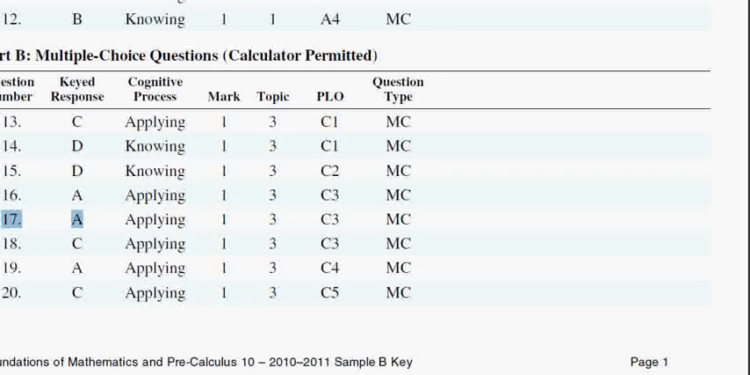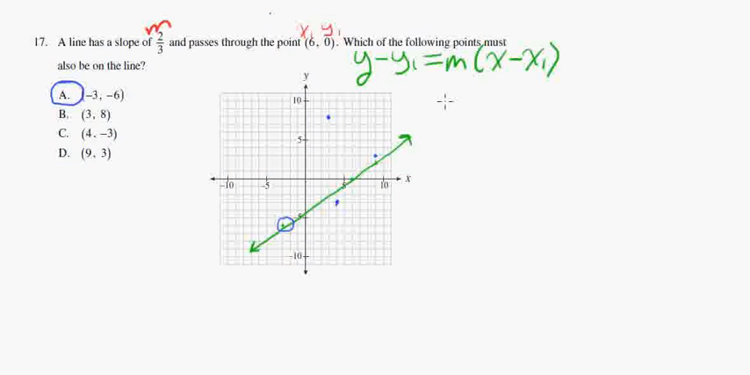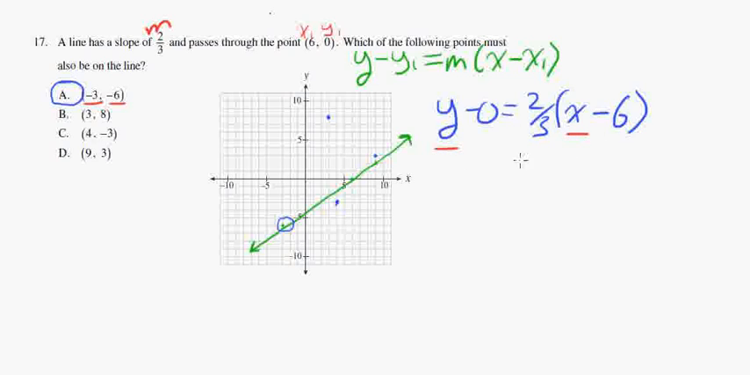17, A. Now, another way you could do this is, since we know that the equation of the line is y minus y1 equals m times (x minus x1), we can write it out. So y minus 0 equals 2/3 times (x minus 6). And we can actually take each of these numbers and put them in for y and x and solve the equation to see if it actually works out.